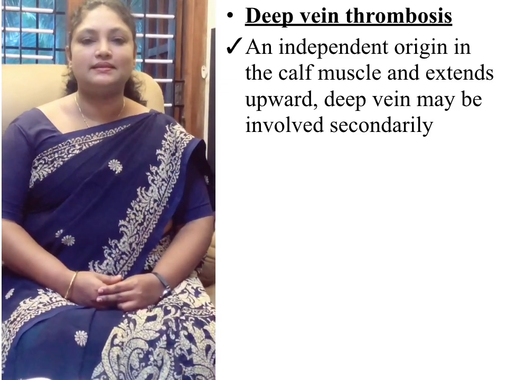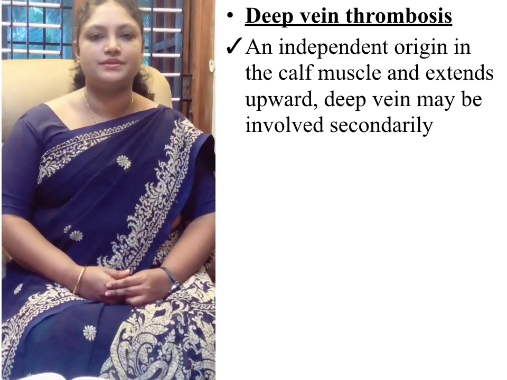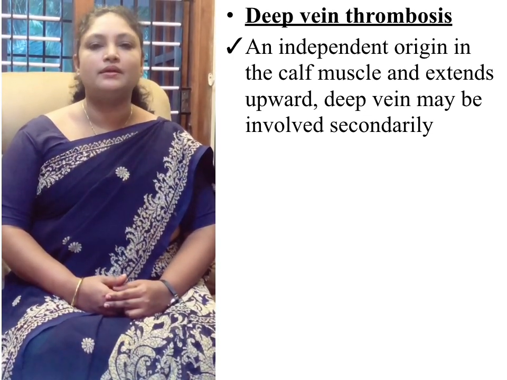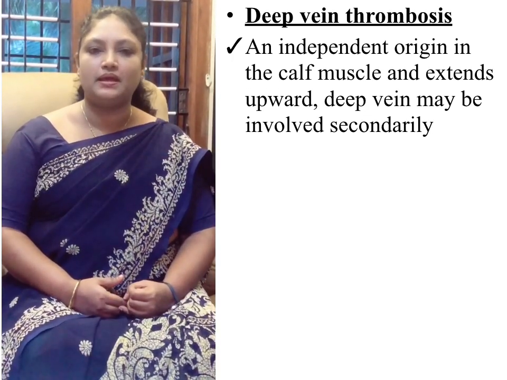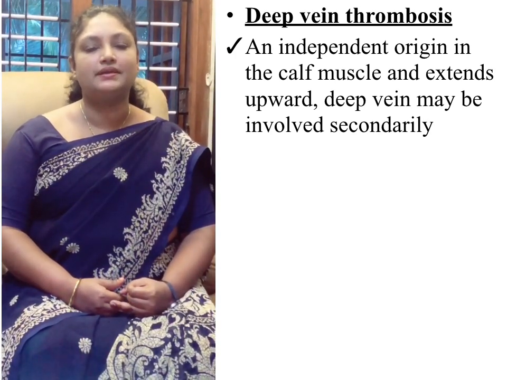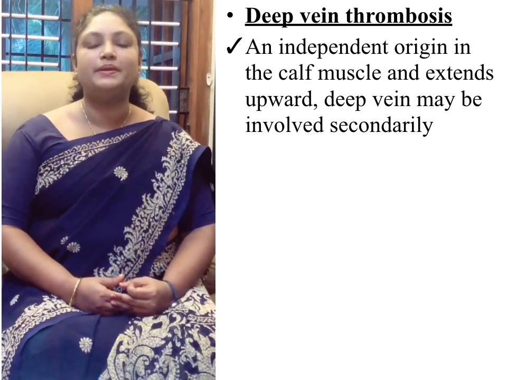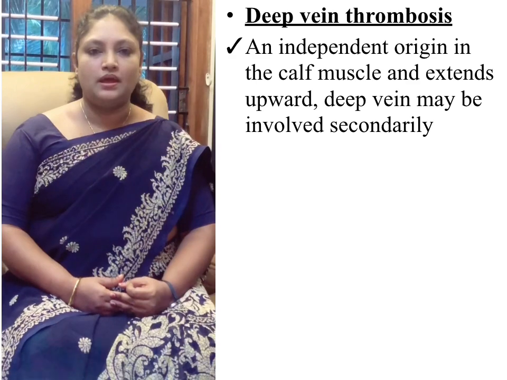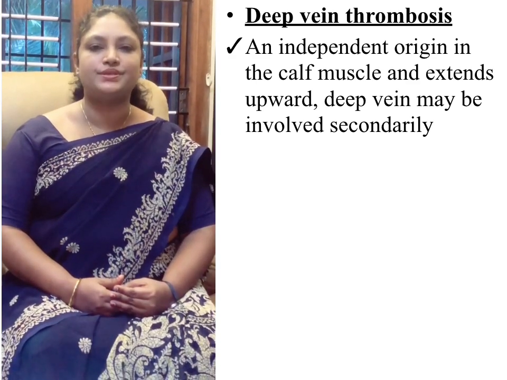So what are the clinical features, or what can you observe in the patient? Similar to superficial vein thrombosis, here also the patient will have a rise in temperature. The patient will have an increased pulse rate, and there will be pain in the calf muscle as well as pain in the sole. And also you can see there is a positive Homan sign.